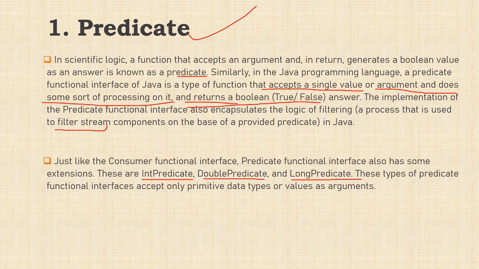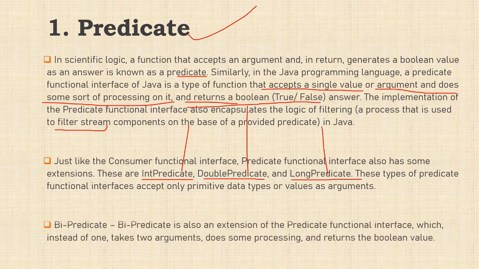So you can use these also. And BiPredicate is also an extension of the predicate functional interface, which instead of one takes two arguments, does some processing, and returns a boolean value. So here, as we explained, predicate takes one value as a parameter, as an argument, and returns true or false. That means it returns a boolean value.